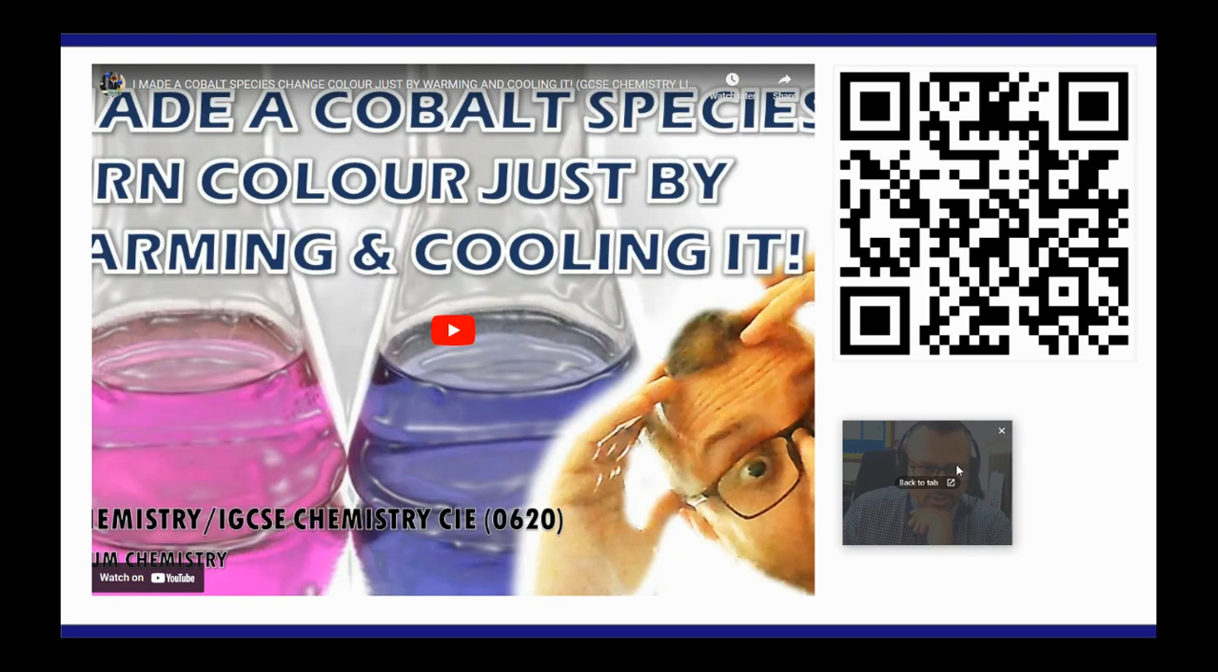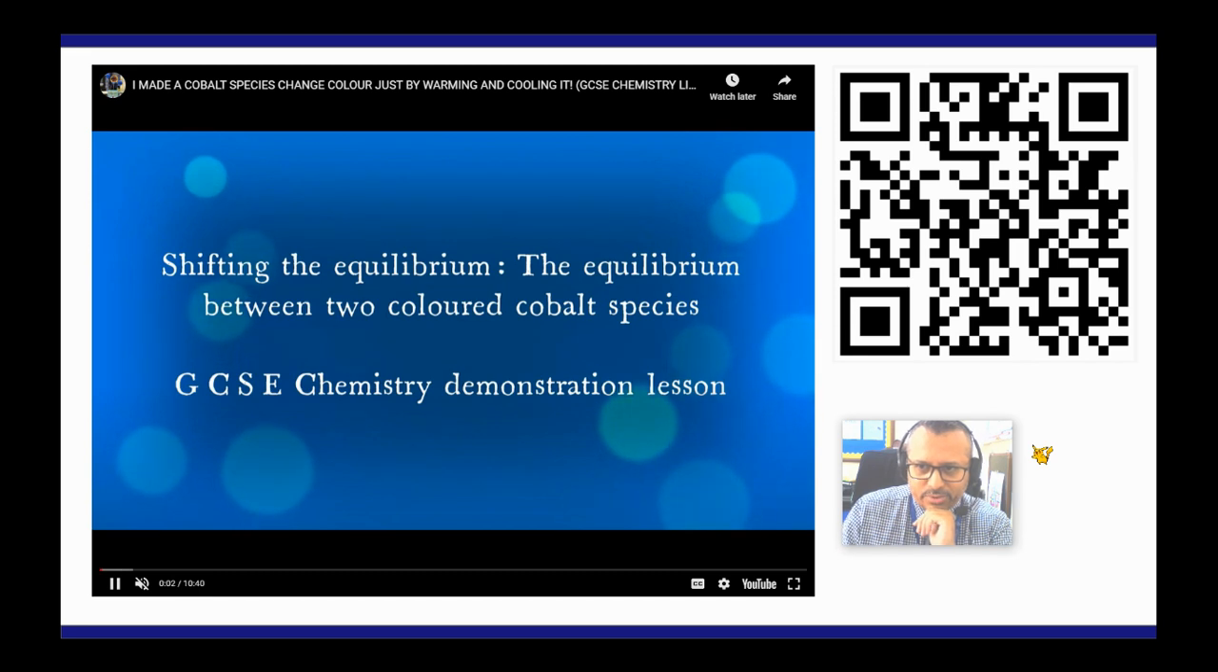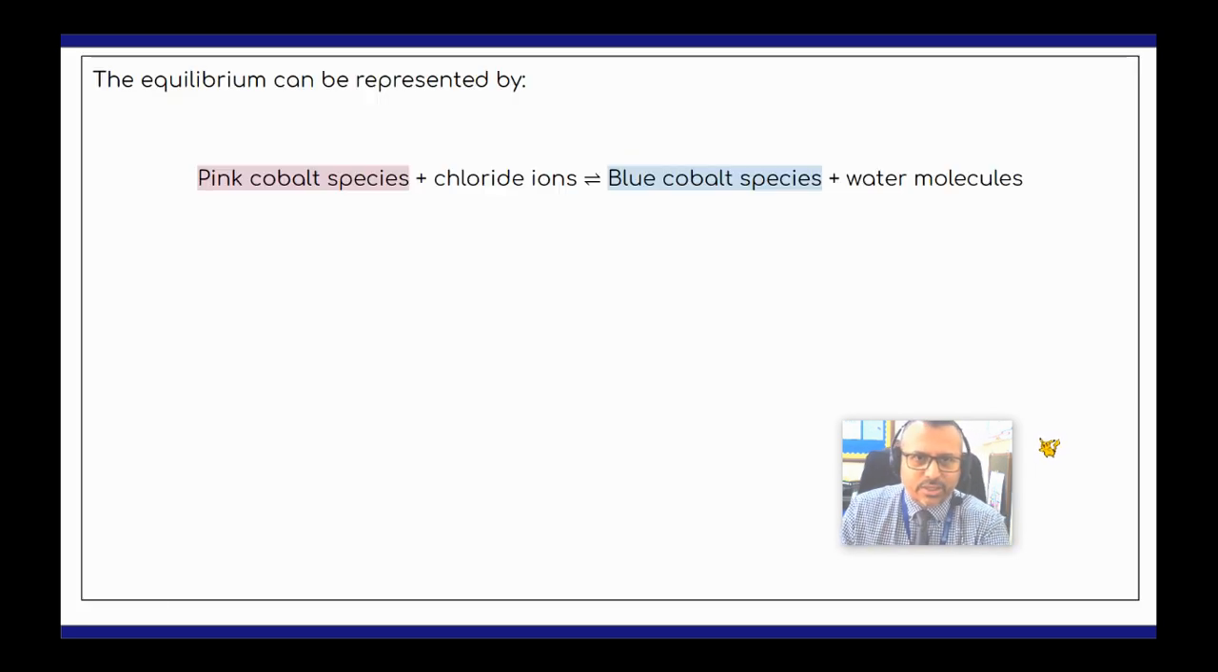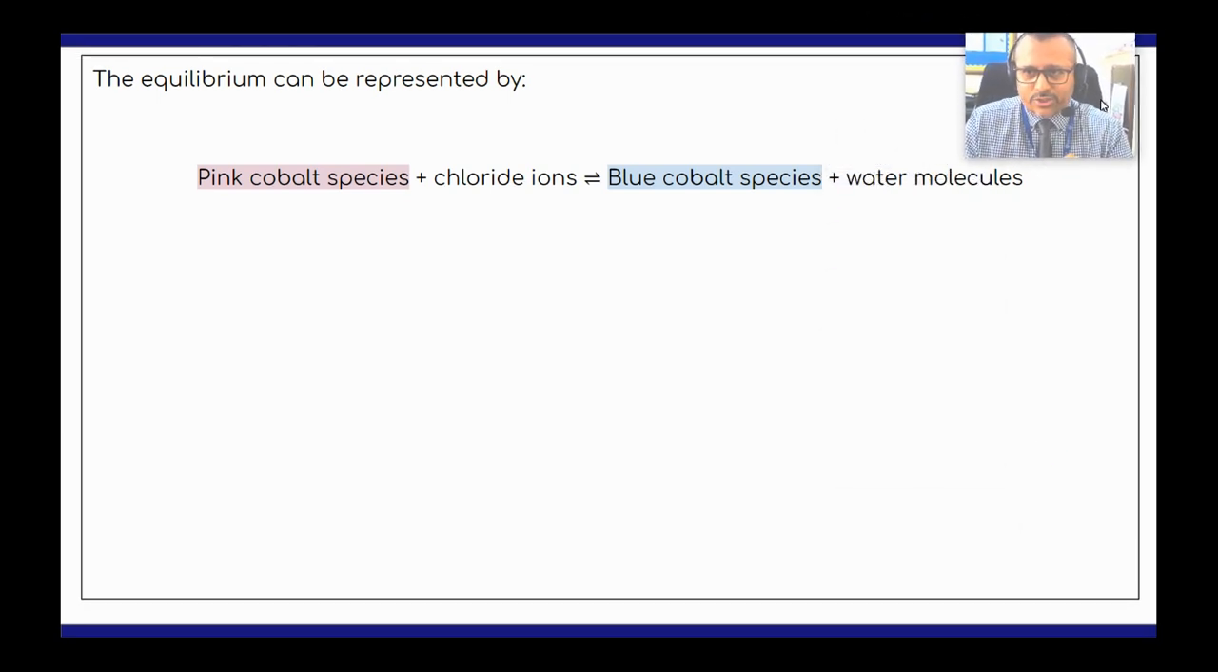So that's a link to the video. Please make sure that you watch that video, and you can pause that video as and when you need to. The equilibrium from that video can be represented by this equation.